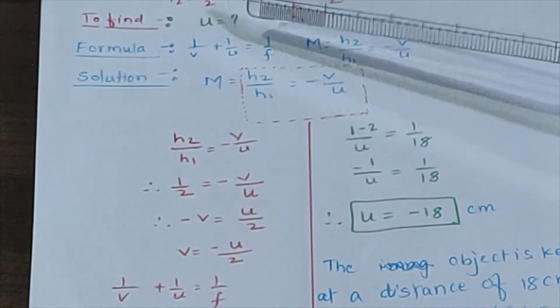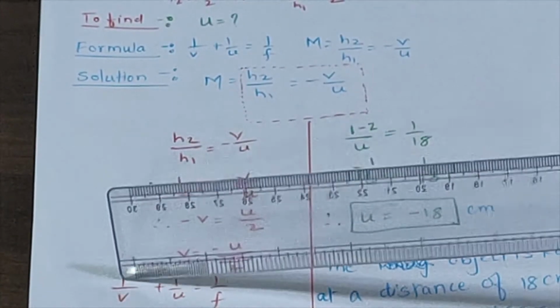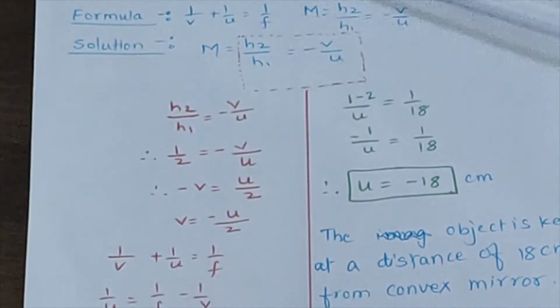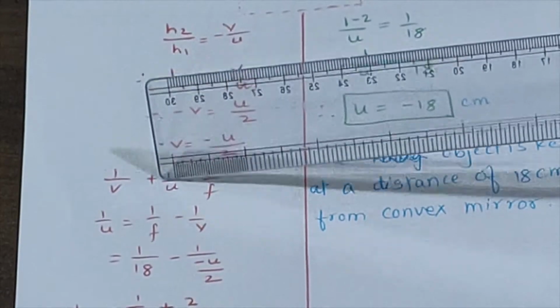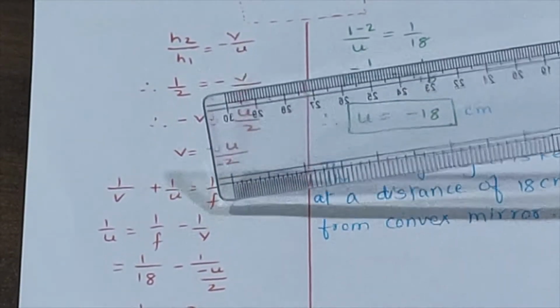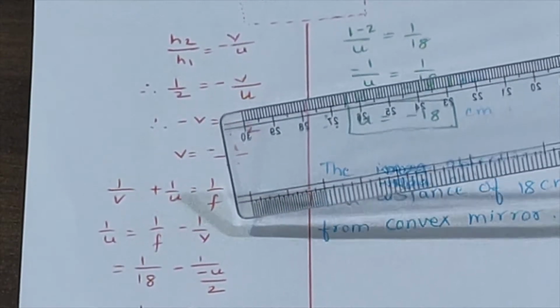Now I am using the first formula, that's mirror formula here, 1 upon v plus 1 upon u is equals to 1 upon f. Right? Since you want to find out u, your 1 upon u will be on the left hand side, this 1 upon v will move on to the right hand side. So 1 upon f minus 1 upon v.